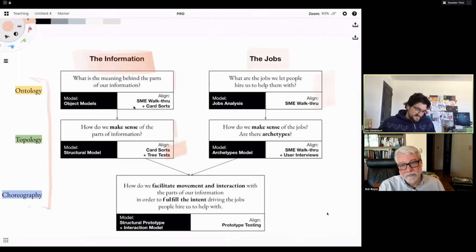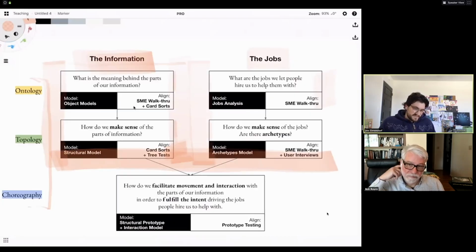But it's only once you have these two sides understood that you can get at the choreographic level, because the choreography isn't just about the information. It's about how people use the information to do a particular task or job. And so we need to have a core understanding of each.